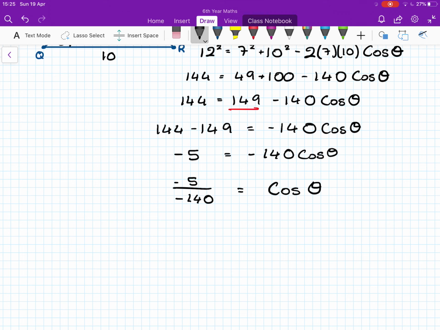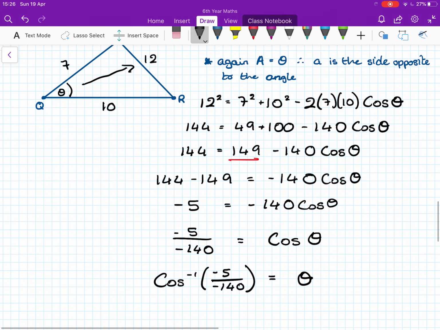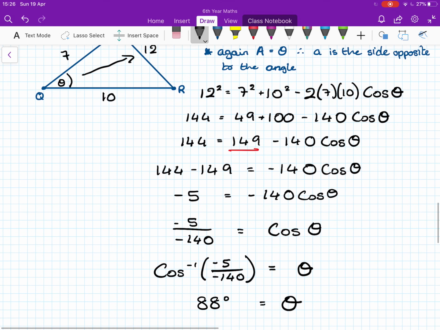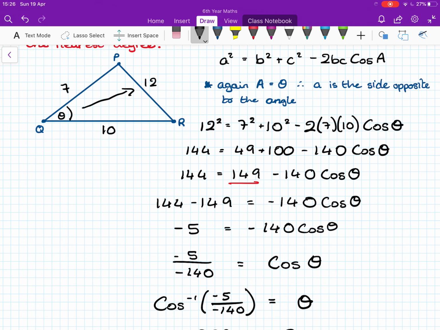So cos theta, if we want to get just theta on its own, I need to inverse cos the opposite side. So that's going to be cos inverse on whatever is in this fraction, which is minus 5 over minus 140. We can simplify that, of course, if you want. I'm just holding off on the calculator work until the end. So stick that into the calculator and we should get, if we're rounding to the nearest degree, 88 degrees, which is our theta, and that is our angle theta between the 7 and 10 at Q.